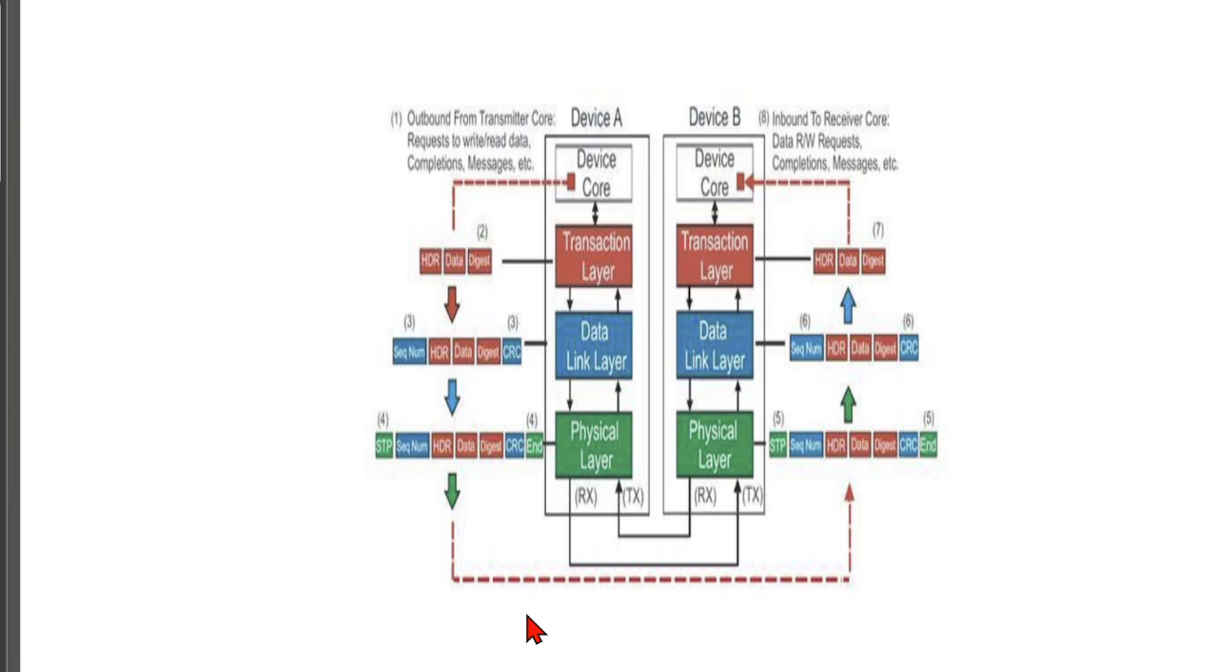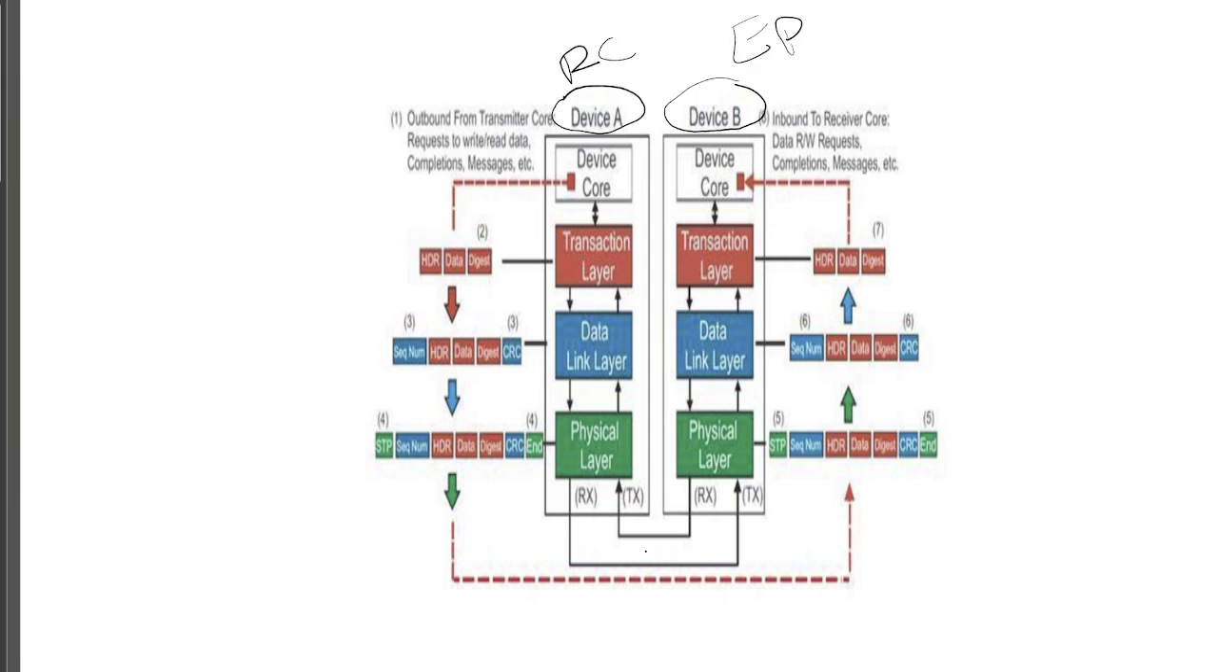So we'll see once again a quick overview of our transaction layer. Then we'll move on to the different types of transaction layer packets. Let's see once again the overview of the PCI layers. In this diagram, from the top left side we have device A and device B. Let us assume RC as device A and EP as device B.